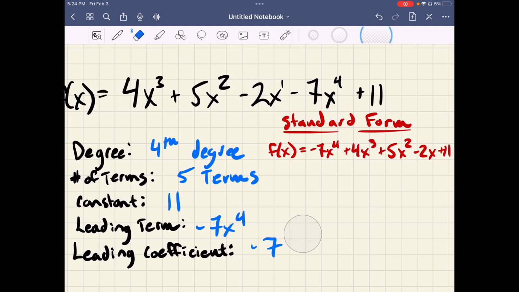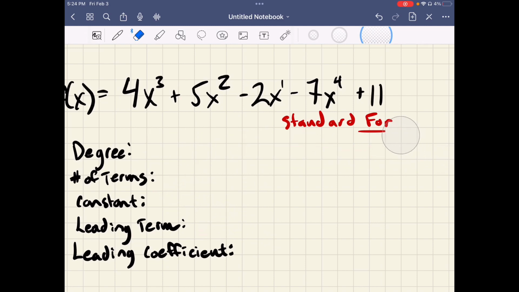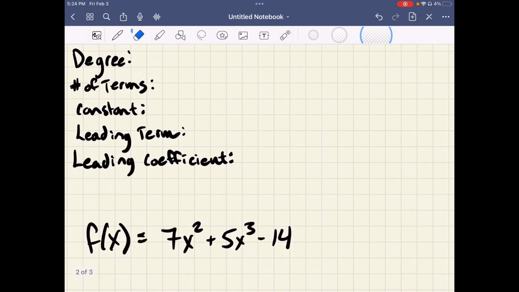All right, so now I'm going to erase what we have here and give you another example. What I recommend is pausing the video for a second and seeing if you can determine what all 5 of those vocabulary words are in relationship to this function here. When you're done, unpause the video and double check to see if you got those right.